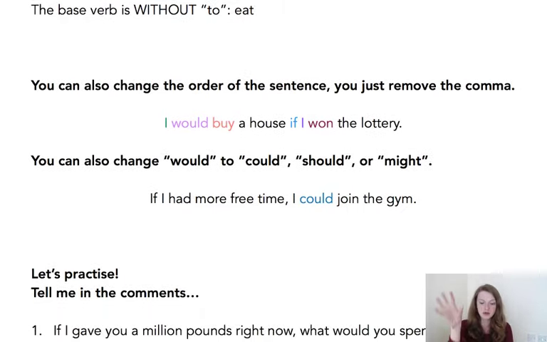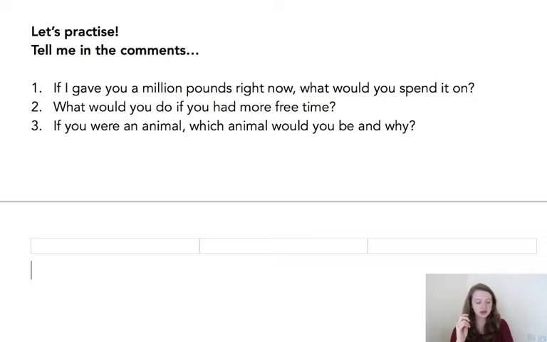So in the comments, I'd like you to give your answer in full to these 3 questions. So hopefully you can see me. I might have to add a little bit of space. So question number 1, if I gave you £1 million right now, just in your bank account, what would you spend it on? Tell me in the comments, what would you spend it on? I'll give you an example.